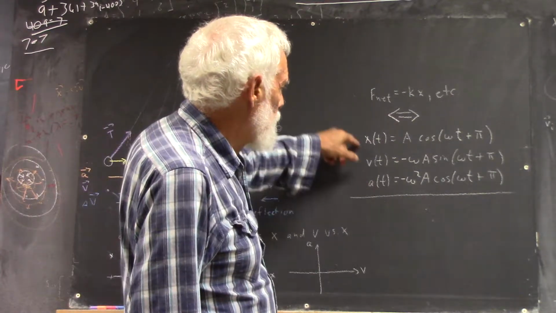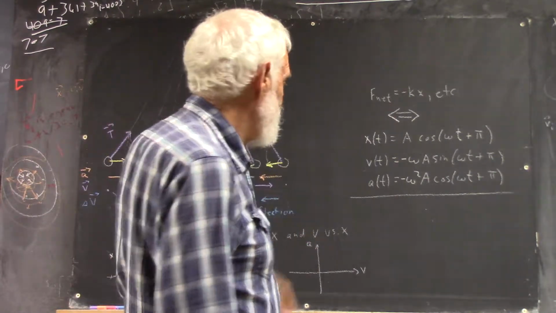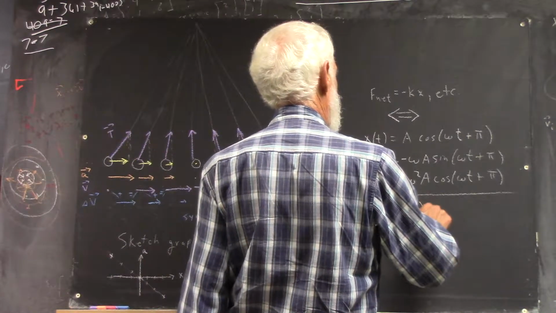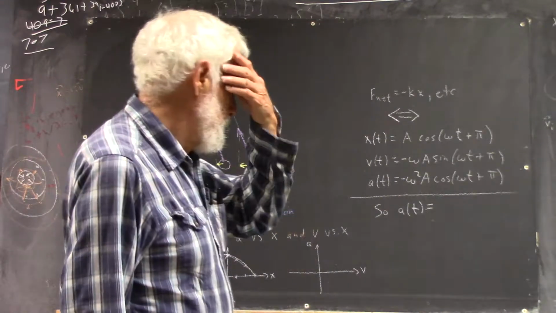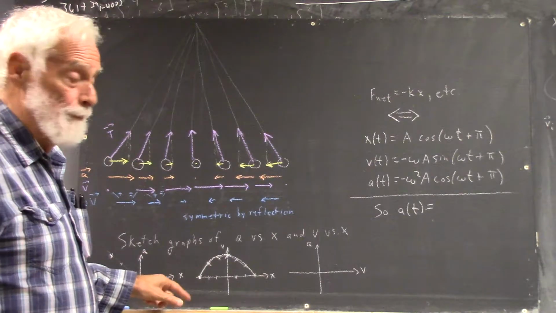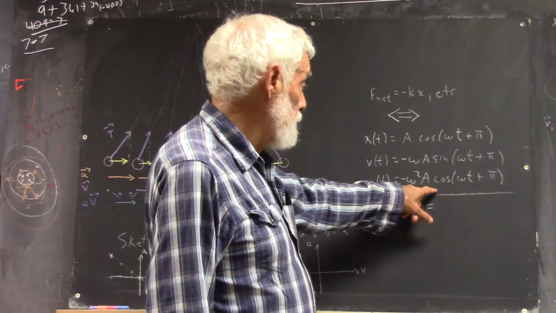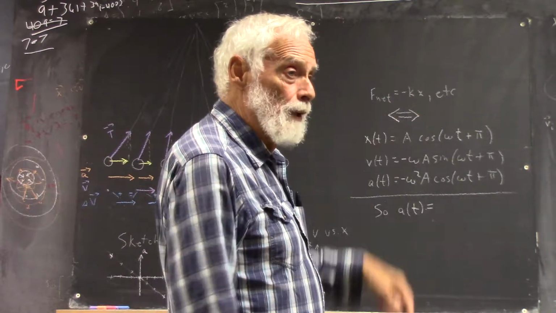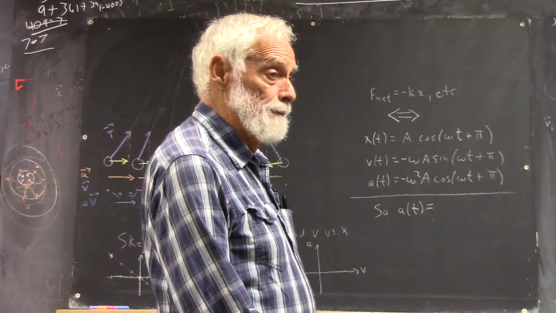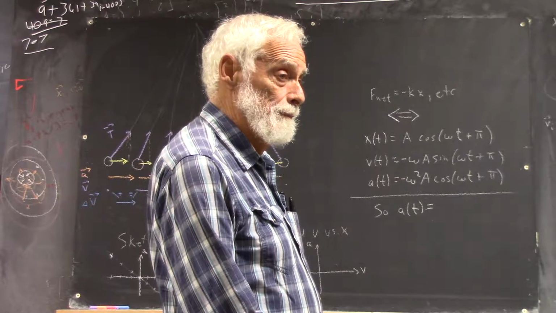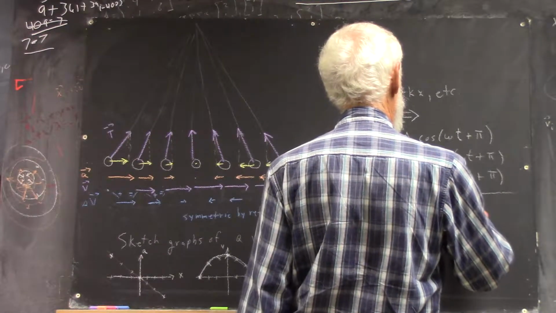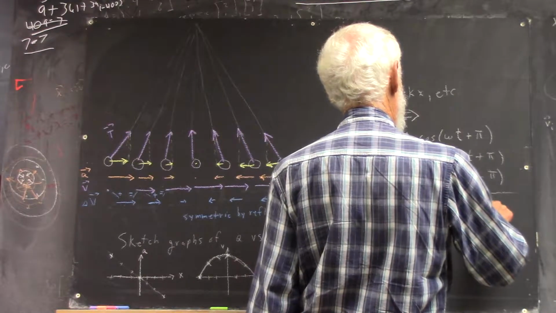How is A of t related to x of t? We're looking at the A versus x graph, right? Well, here's the expression for A of t, here's the expression for x of t. How are they related? A of t is just x of t multiplied by negative omega squared. So A of t is negative omega squared x of t.